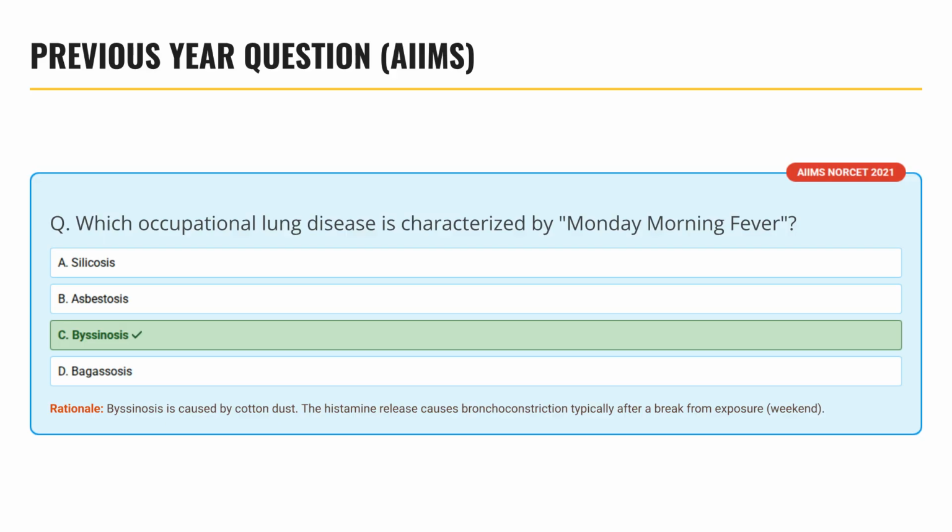A previous year's question asks, which occupational lung disease is characterized by Monday morning fever? The answer is byssinosis, due to histamine release causing bronchoconstriction after a break from exposure.